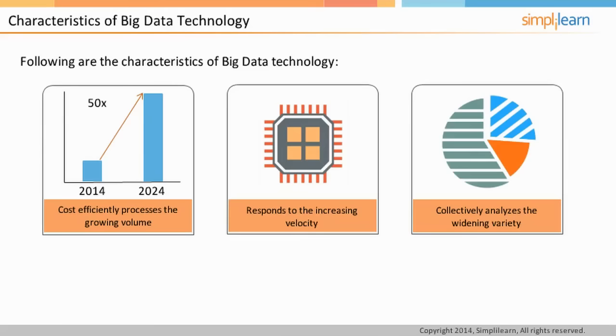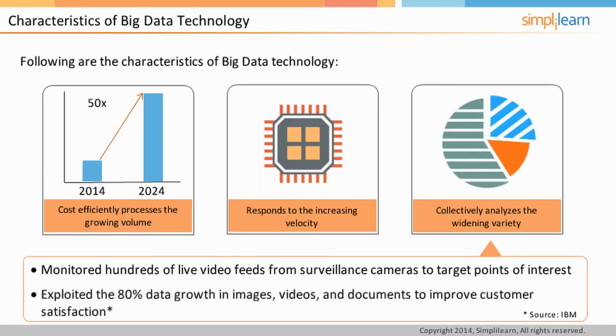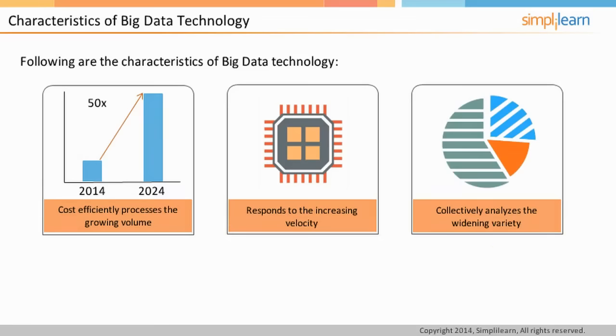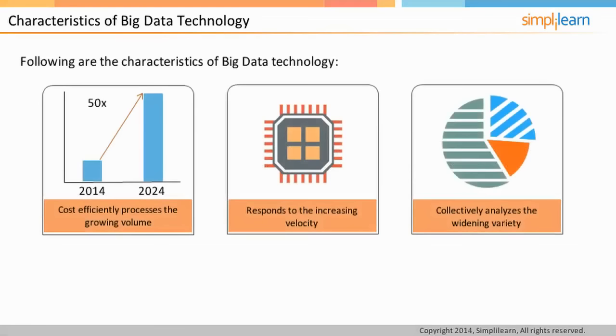Big data technology can collectively analyze the widening variety of data. For example, it has helped to monitor hundreds of live video feeds from surveillance cameras to target points of interest for security agencies. It has also been able to exploit the 80% data growth in images, videos, and documents to improve customer satisfaction. According to Gartner, big data is high-volume, high-velocity, and high-variety information assets that demand cost-effective, innovative forms of information processing for enhanced insight and decision-making. In the next screen, we will focus on the appeal of big data technology.